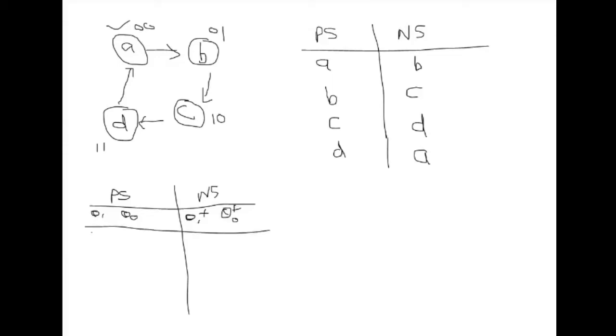We are starting with the A. So A is now 0, 0. And we are going from A to B. B is 0, 1. From 0, 1, we are going to 1, 0. From 1, 0, we are going to 1, 1. And from 1, 1, we are going back to 0, 0. So we have created a state transition table.